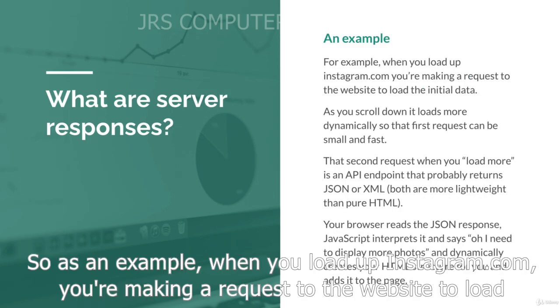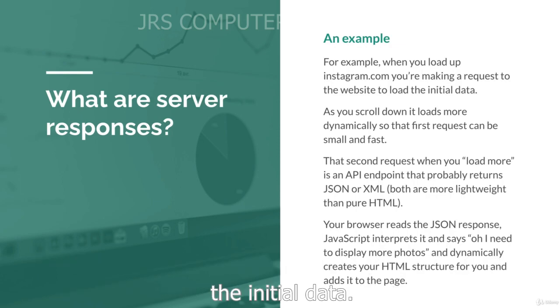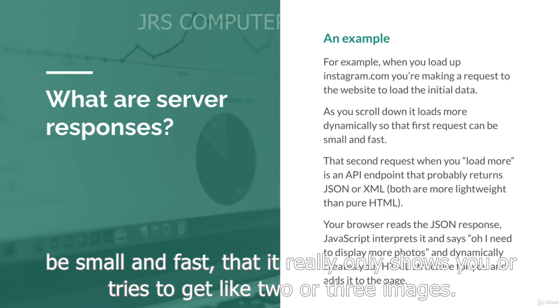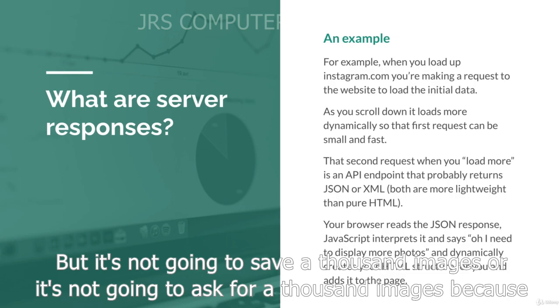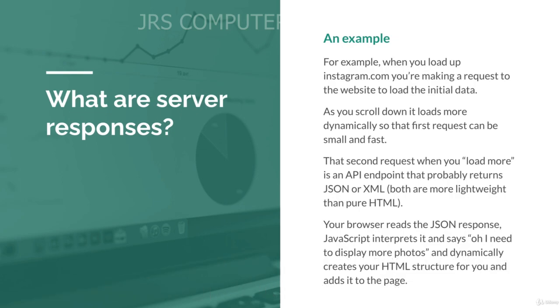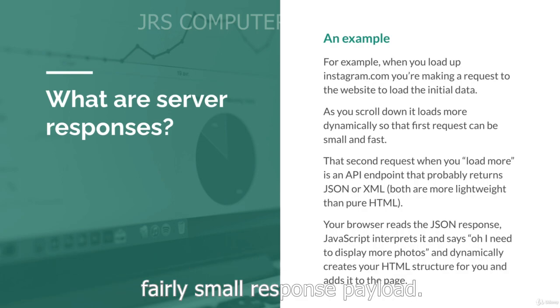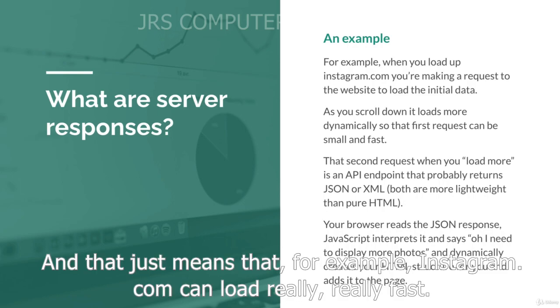So as an example, when you load up Instagram.com, you're making a request to the website to load the initial data. As you scroll down, it loads more and more images dynamically, so that the first request can always be small and fast. It really only shows you, or tries to get like 2 or 3 images, but it's not going to ask for 1,000 images, because that's going to be really slow to load. Your request is going to be a pretty small request payload, and that response is also going to be a fairly small response payload. And that just means that, for example, Instagram.com can load really, really fast.